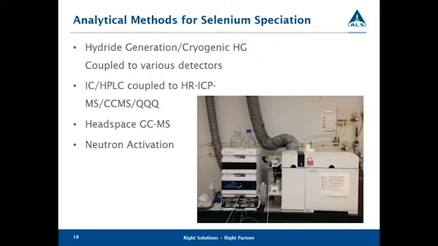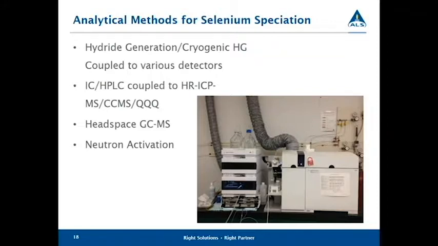Species quantified typically on the HPLC-CCMS are generally ionic, but there are also columns that will separate less polar species, things like selenomethionine and selenocysteine, and in some cases the volatile selenium compounds, so the dimethyl selenide and dimethyl diselenide.